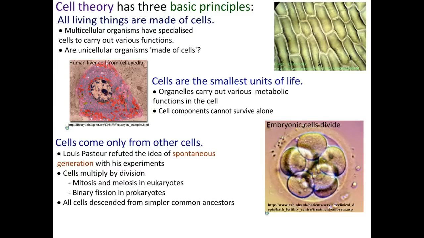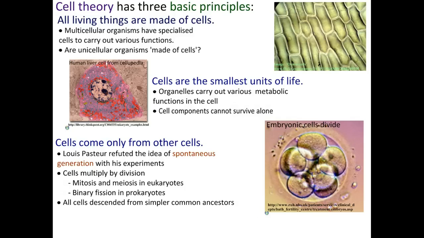So just as a quick review, cell theory is three basic principles. This is the old cell theory. IB wants you to know this. So all living things are made of cells. Cells are the smallest units of life, and cells come only from other cells. So up to the first point, all living things are made of cells. That's how it's stated. And it's that multicellular organisms have specialized cells to carry out various functions.